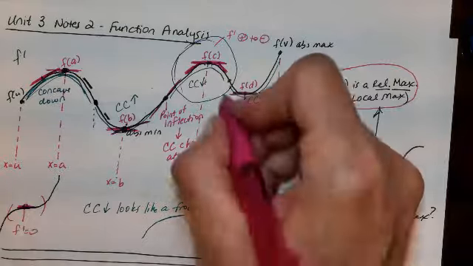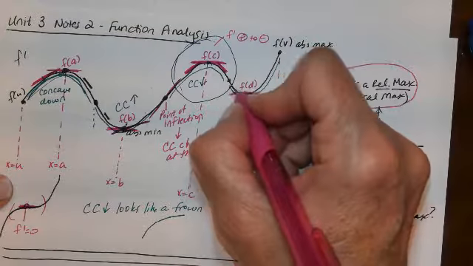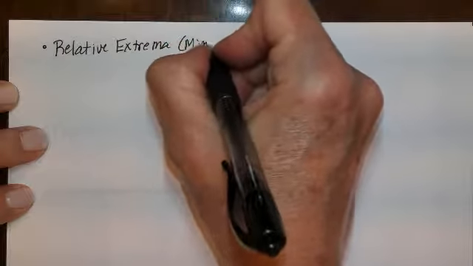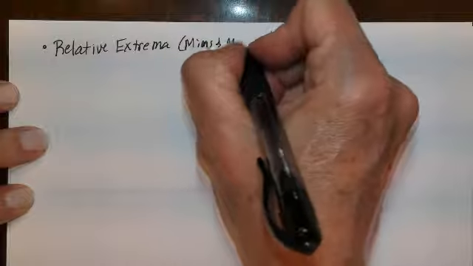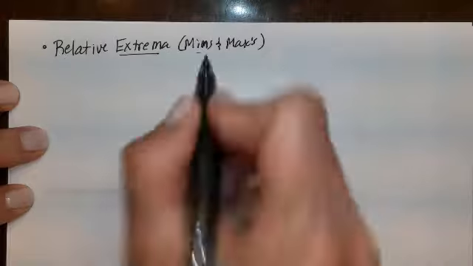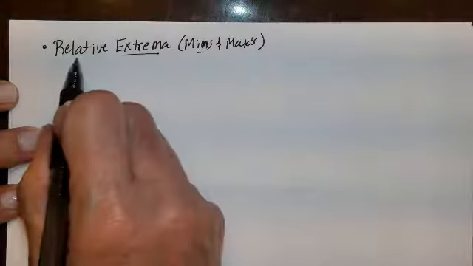Okay? For a relative min, the derivative goes from negative to positive. That's going to be our definition, or that's going to be how we find the relative mins and relative maxes of a function. Now, the general term for both of them is relative extrema. And that's mins and maxes. Okay, extrema just means both, mins and maxes. All right, so relative extrema.